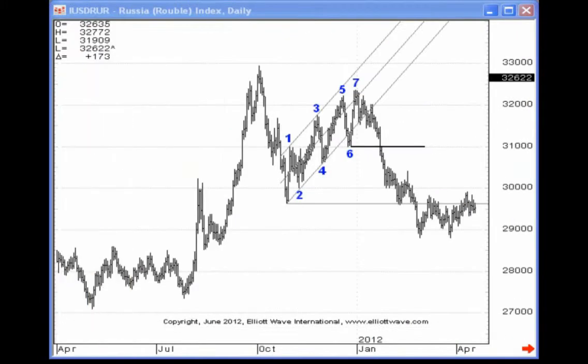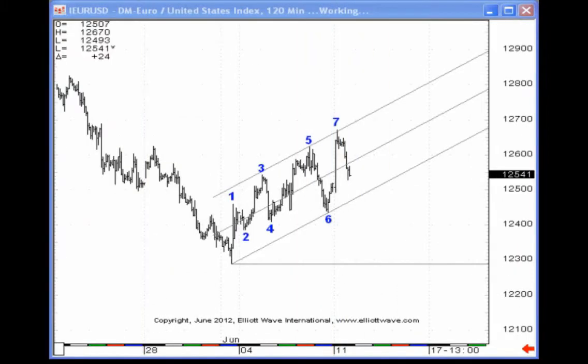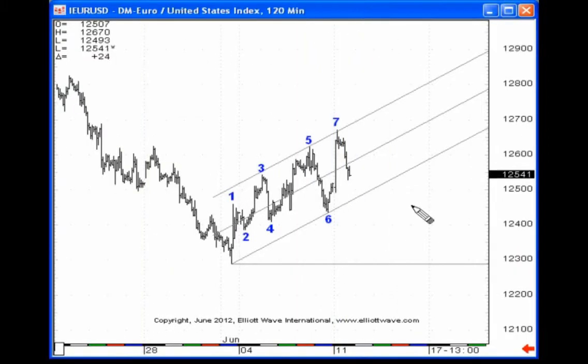Why am I talking about this subject today? Well, let's look at the euro. This is a 120-minute price chart of the euro. The move to the upside is contained within parallel lines. You have 7 distinct waves, so if we can take out the extreme of the wave 6 move here, then I will be looking for this advance to be more than fully retraced as we move into the remainder of this week. Thank you very much.